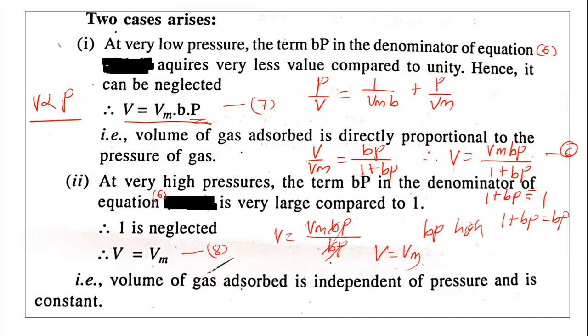That is, the volume of the gas adsorbed is independent of the pressure. So it indicates that at higher pressure, the volume of the gas adsorbed is independent of the pressure. Only at lower pressure it is dependent; the volume of the gas adsorbed is directly proportional to the pressure of the gas. So this is the Langmuir's adsorption isotherm.